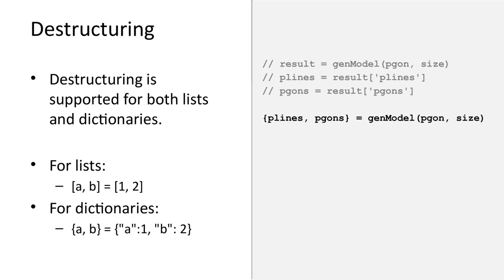When destructuring, the left-hand side of the assignment can contain multiple variable names. If we are destructuring a list, then we specify the variable names in square brackets. If we are destructuring a dictionary, then we specify the variable names in curly braces. In both cases, the variables will be assigned values from within the returned data structure.